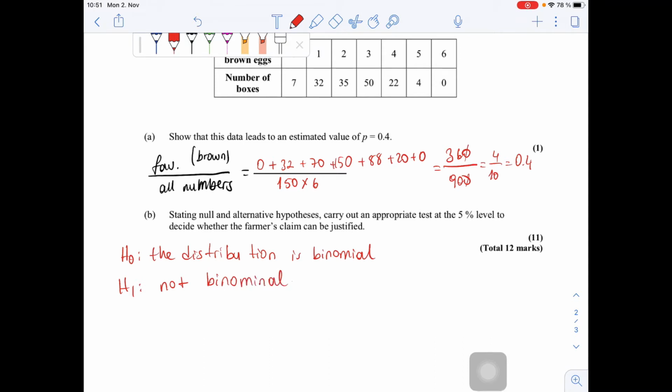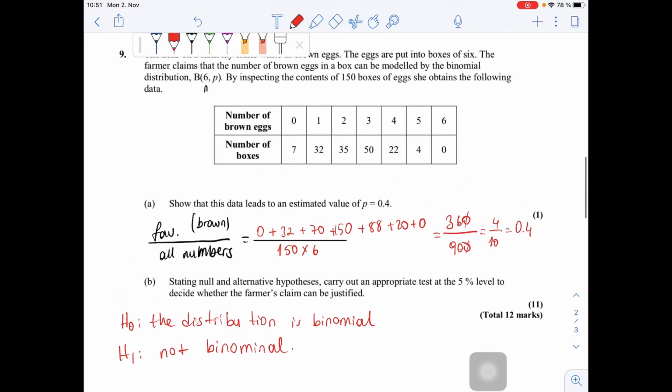So how am I going to test this? By using the chi-square, right? But we have a problem over here. We said we have a 0 number here. That means in the chi-square, we couldn't have a 0 number. What I'm going to do, I will add this. So the number of brown eggs is 5 and 6 together. We have 4 boxes. Is this okay? I'm going to add also in my chi-square test, I will show it to you right now. I will add 5 and 6 number of x's.